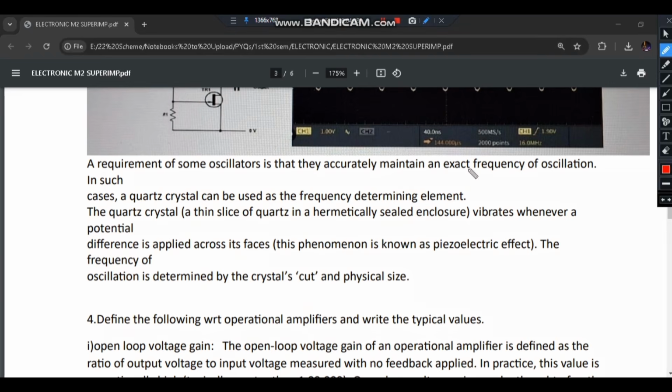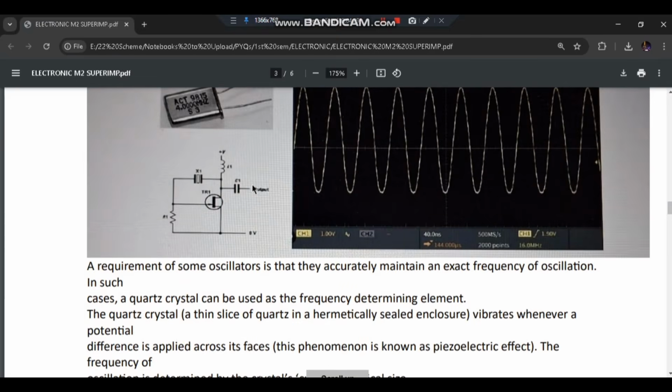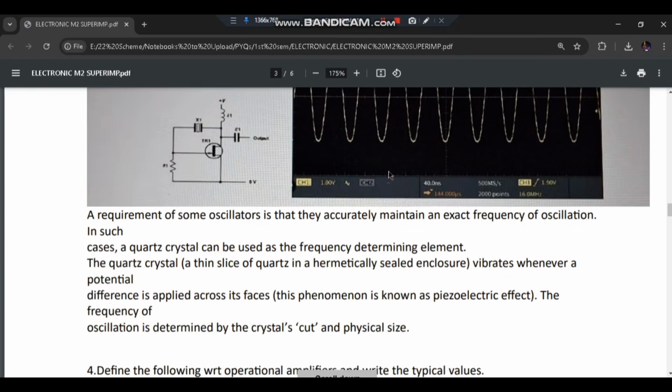The main thing of a crystal controlled oscillator is that the exact frequency of oscillation is maintained. A quartz crystal is a thin slice of quartz. Its sealed enclosure vibrates whenever a potential difference is applied across its faces. This effect is called the piezoelectric effect. The frequency is determined by the crystal's cut and physical size. You have to write these key points and make this diagram and the corresponding waveform also.